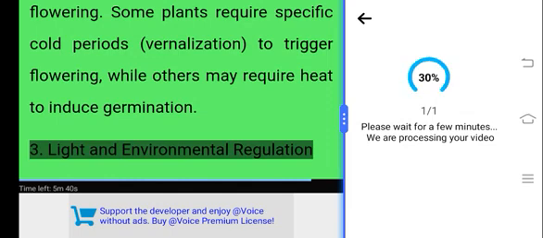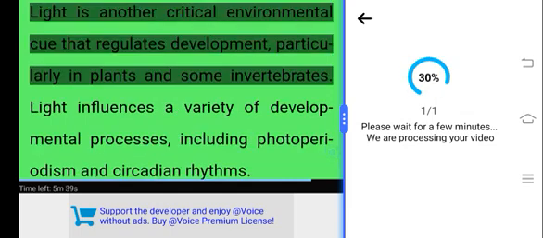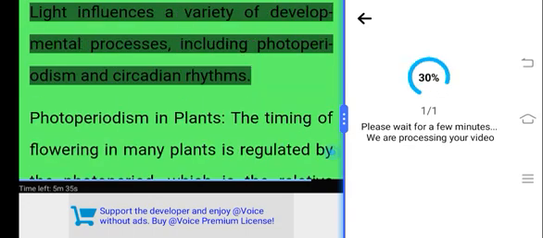3. Light and environmental regulation. Light is another critical environmental cue that regulates development, particularly in plants and some invertebrates. Light influences a variety of developmental processes, including photoperiodism and circadian rhythms.